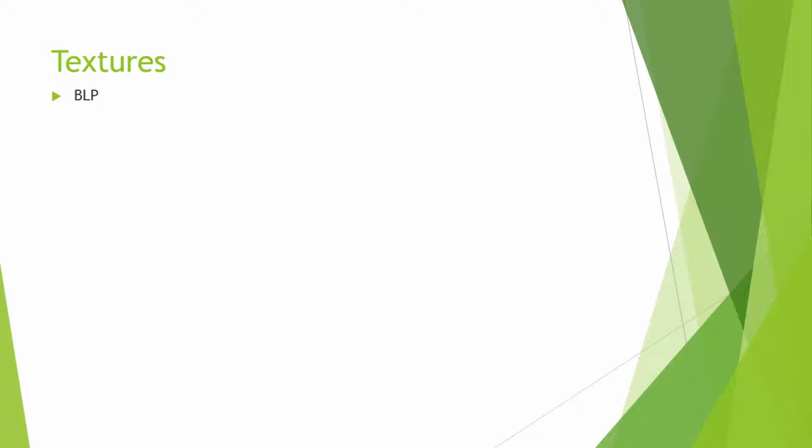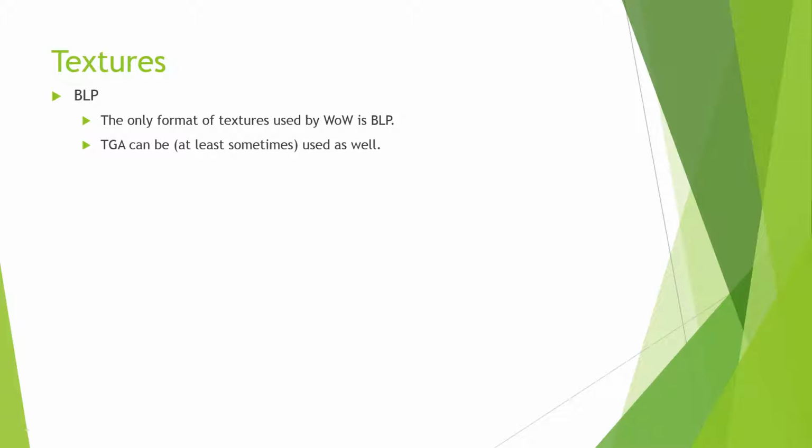Textures. World of Warcraft basically uses only one format for textures and that's BLP. It can use TGA, at least in some cases, as far as I know, but it's not the preferred way. You can find only BLPs in a vanilla-like game client.